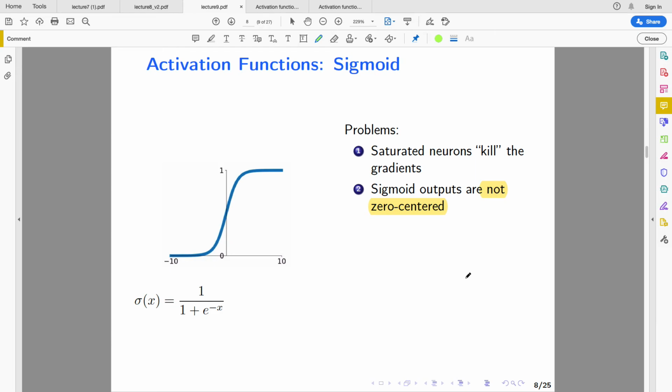So another problem is that the sigmoid outputs are not zero-centered. Now, as we can see here, the output from the sigmoid, this curve, this function passes through 0.5, it is not passing through 0, so it's not zero-centered.